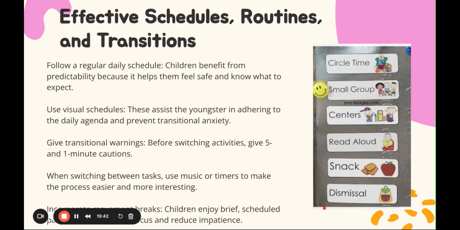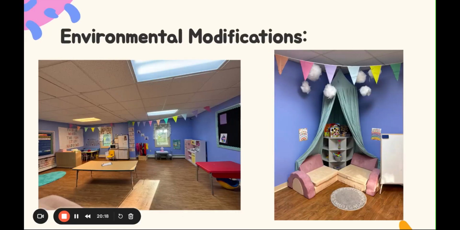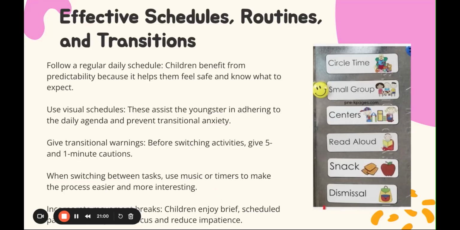For effective schedules, routines, and transitions, we try to follow a regular daily schedule, and we also have it written down. Though I don't have a picture of our specific one, here's an example on the side. We also do transitional warnings. Before switching activities, I give my students a 5-minute and 1-minute caution. Typically, our 5 minutes is when we start cleaning up, and 1 minute is taking a break and being able to switch accordingly. Between switching tasks, we could also use music or timers to make it easier and more interesting. We can also incorporate breaks.